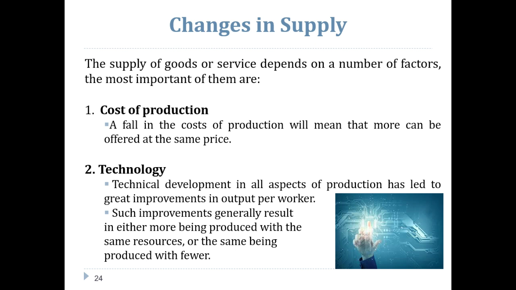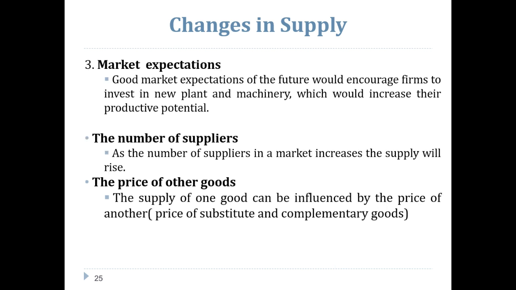Technological advancement will increase production of goods and services. Then market expectation of future increase or decrease in the market demand, it will also affect the supply, the same point, right? Number of sellers of the product, if the number of sellers is more, it will also increase the supply, right? Prices of the related commodities, related goods, right? That is prices of substitute and complementary goods. So these are all different factors which influence supply of a product.